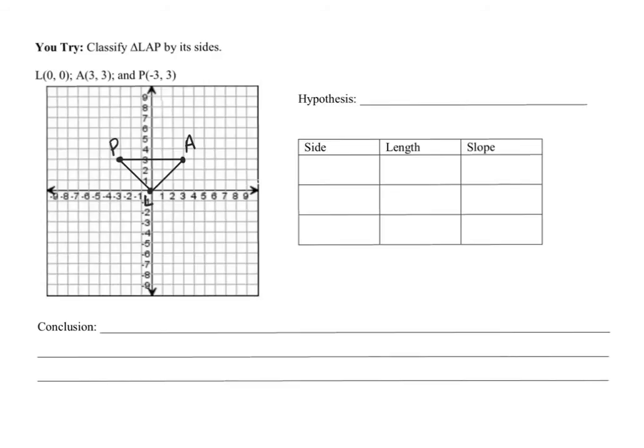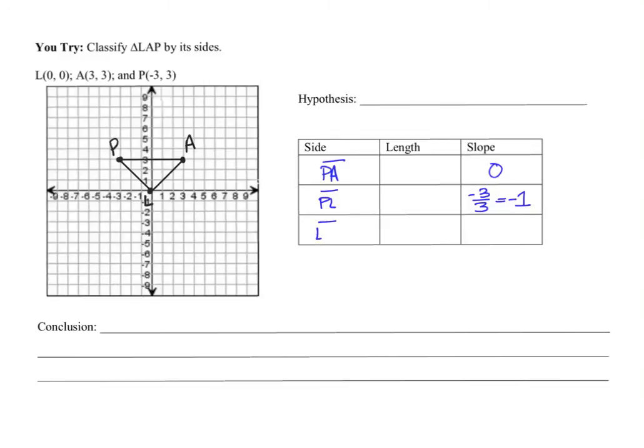So first, I'm going to try and find the slope of segment PA. So segment PA is a horizontal line. Horizontal lines have a slope of 0, so that one was pretty easy. Let's do segment PL. What is the slope of PL? It looks like we have to go down 3 and right 3. So down 3 and right 3 would be a slope of -1.